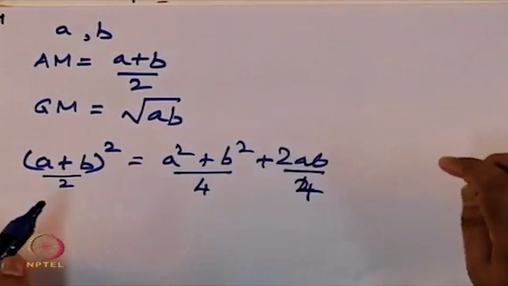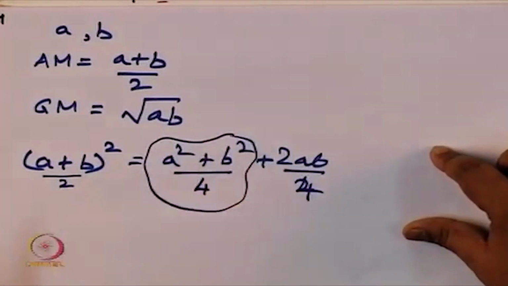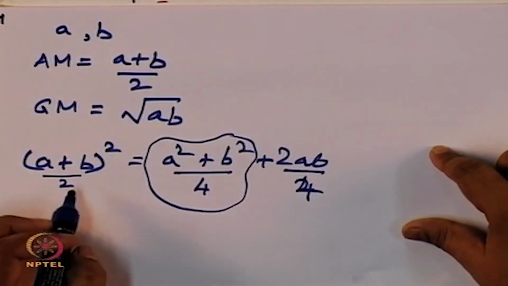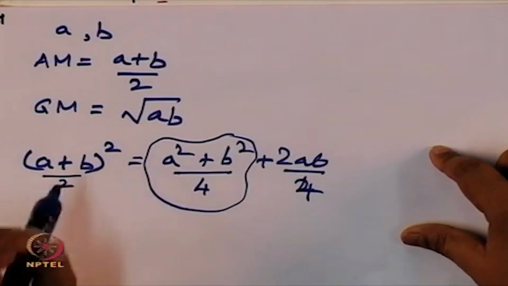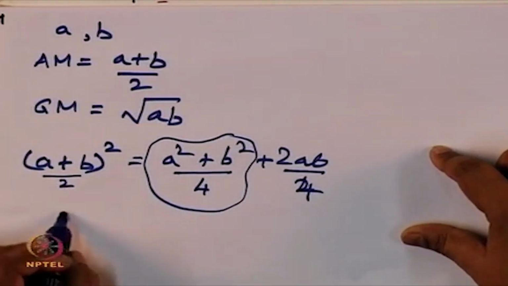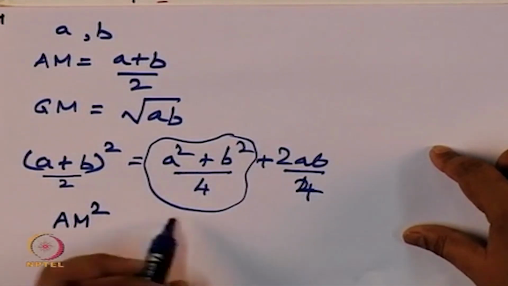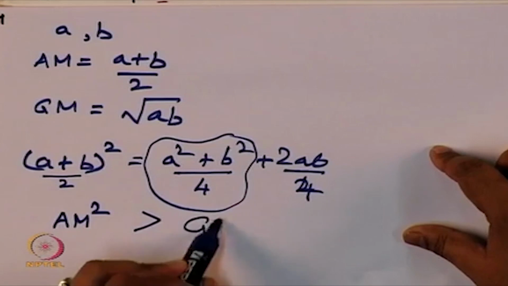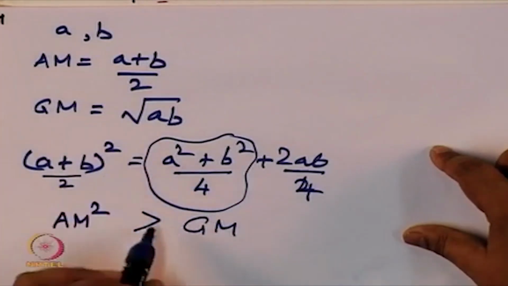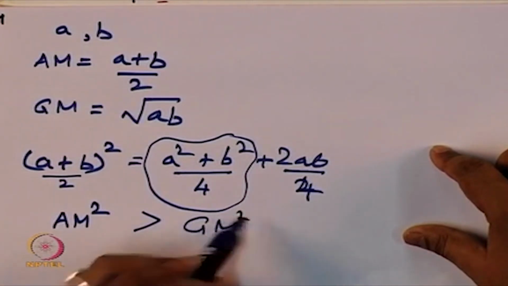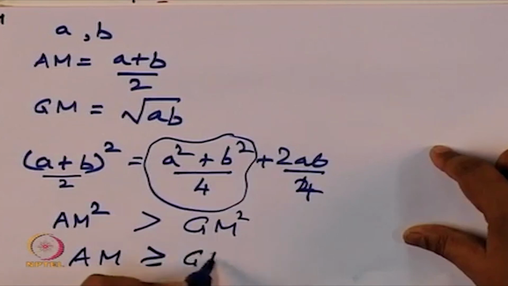Since this quantity is always positive, I can clearly say that this term is nothing but arithmetic mean whole square, and so it basically has to be greater than geometric mean. Okay. So, if geometric mean is square root of AB, I can clearly say that arithmetic mean is greater. In general case, arithmetic mean is greater or equal to geometric mean.